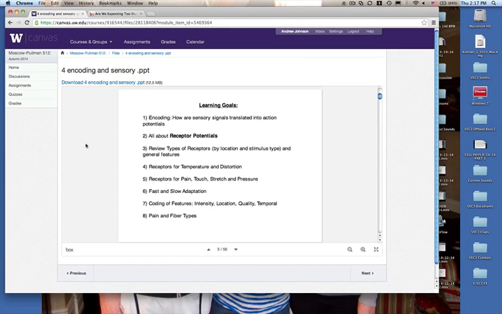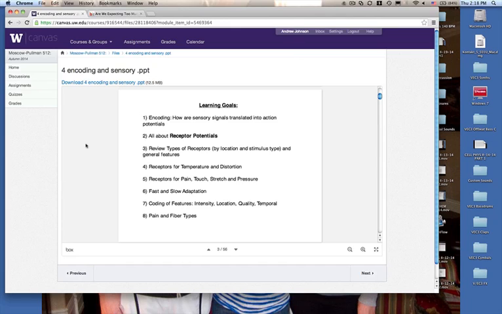Quality or modality, so you're seeing something, but let's not try this. If we were to poke your cornea with a pencil, you would see light, but you're not really seeing light. You're just artificially triggering your cells. Don't try this.